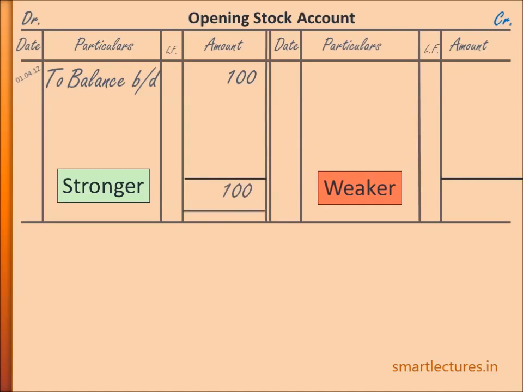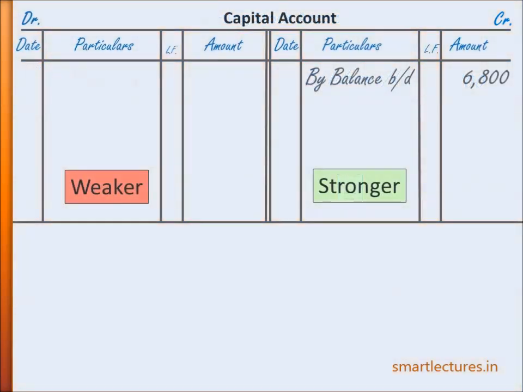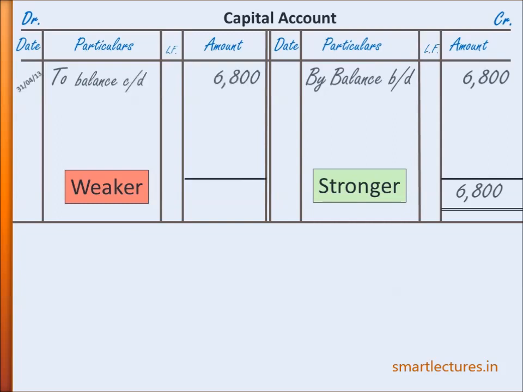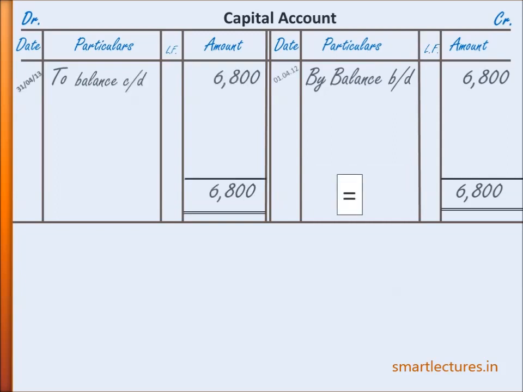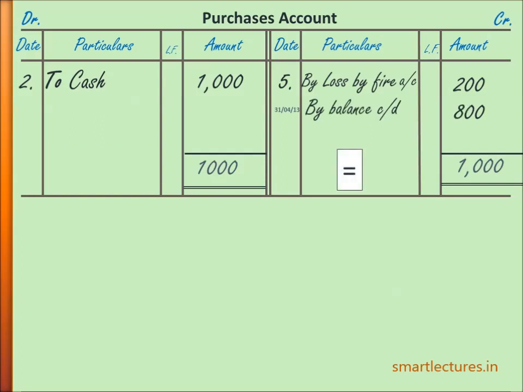Opening stock. By balance c/d rupees 100. Total on both sides 100. In capital account, to balance c/d 6,800. Now total 6,800. Purchases account. The total on debit side is 1,000, but the total on credit side is rupees 200 only. So write down by balance c/d 800. Now total on both sides rupees 1,000.